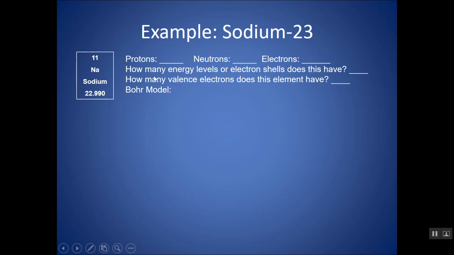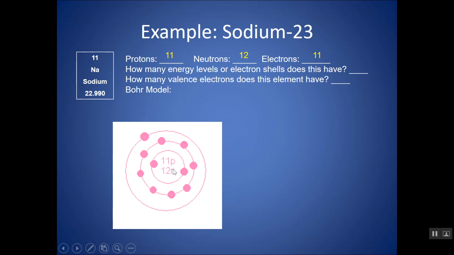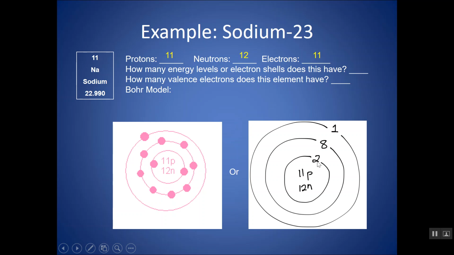Sodium 23. Sodium has 11 protons. 23 minus 11 is 12 neutrons. That's neutral. I don't see any indication of charge, so it has 11 electrons. And I would put the protons and neutrons in the nucleus. 2 can go in the first energy level, 8 can go in the second. 2 plus 8 is 10. I have 1 more, and I'll put that in the third energy level. So there are 3 energy levels. My outermost energy level, the third energy level, holds 1 electron. We call those the valence electrons.